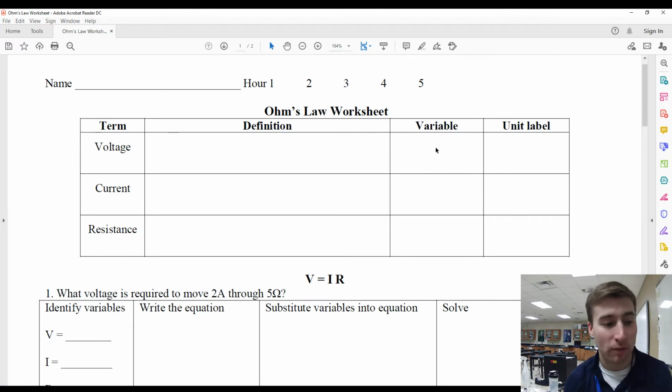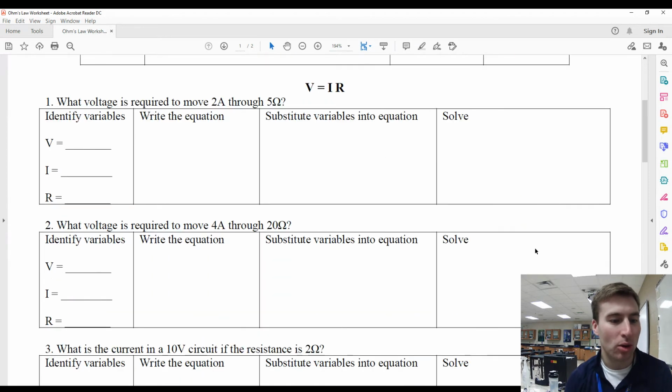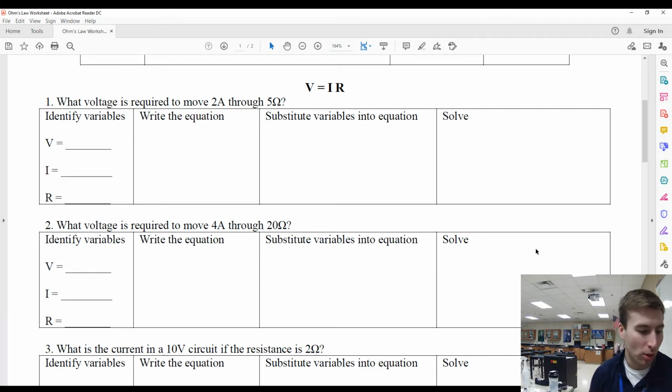The variables are V, I, and R. We label voltage in volts, current in amps, and resistance in ohms. So we're going to do two practice problems, and then you guys are going to be ready to rock and roll through the day. So the first one, we're going to start with number one here.